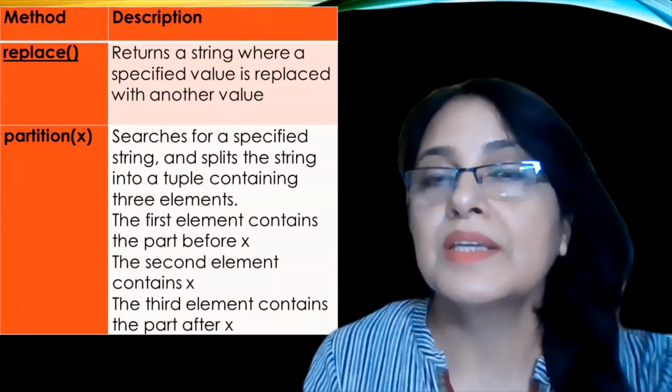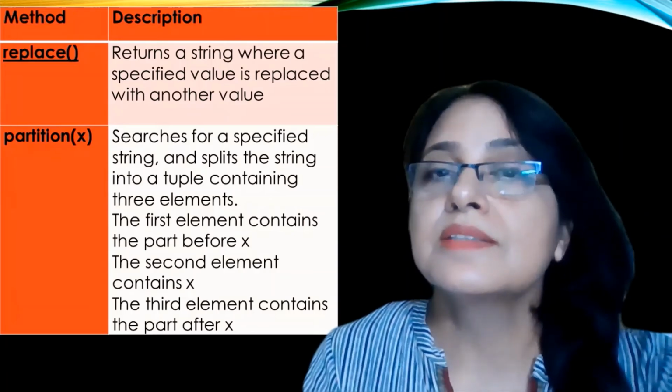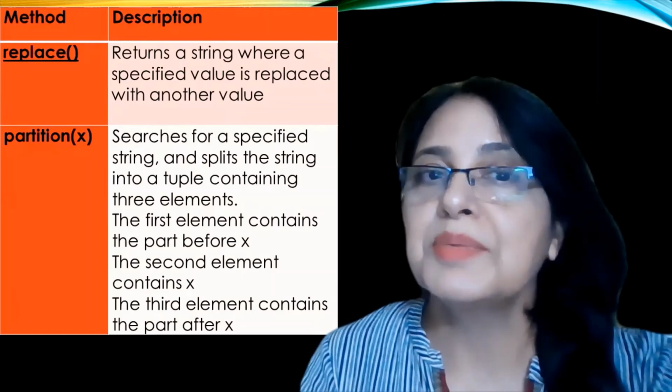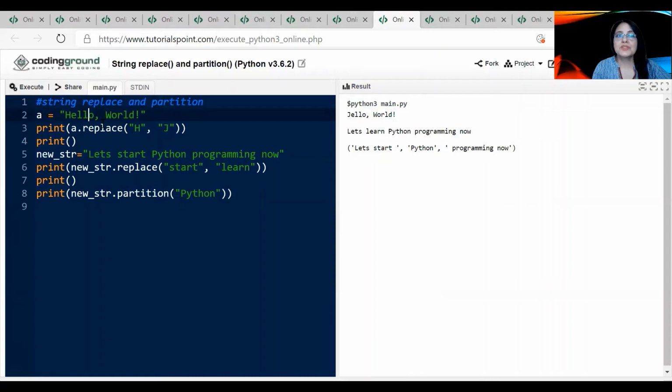The first element contains the first part before the specified string. The second part contains the specified string, and the third element will contain the part after the specified string. We use the method replace, and we change the alphabet H to J in the string hello world. We'll get the output jello world. Spanish will still pronounce it as hello world.